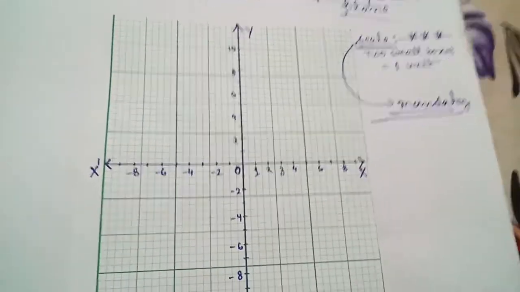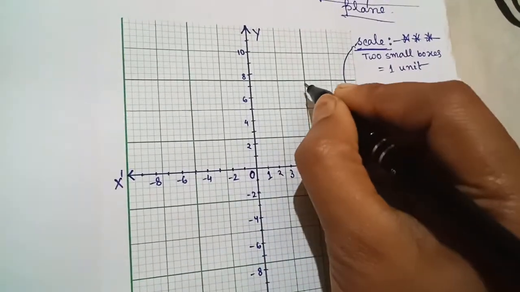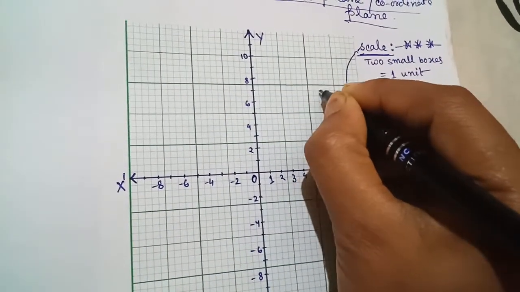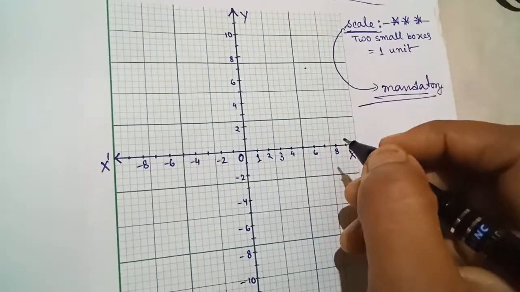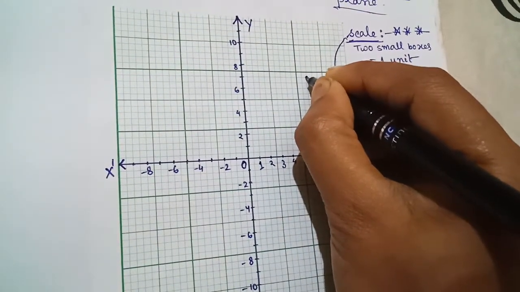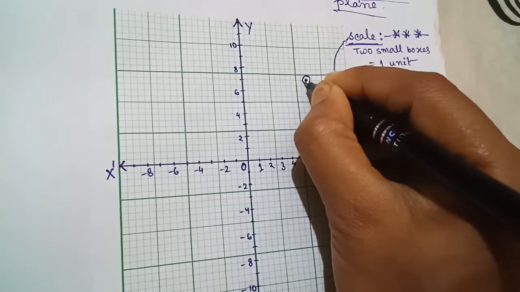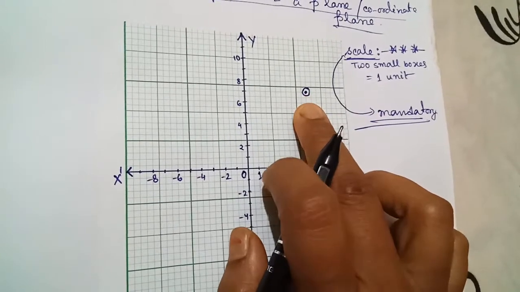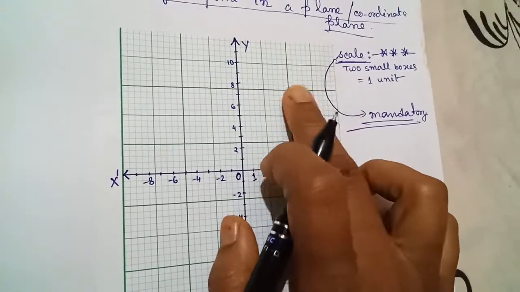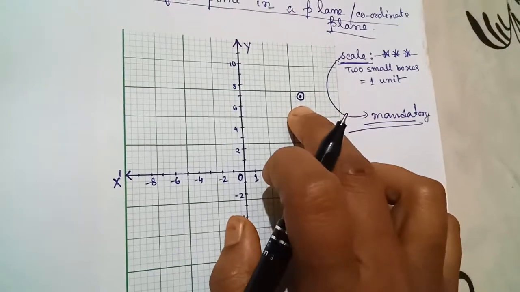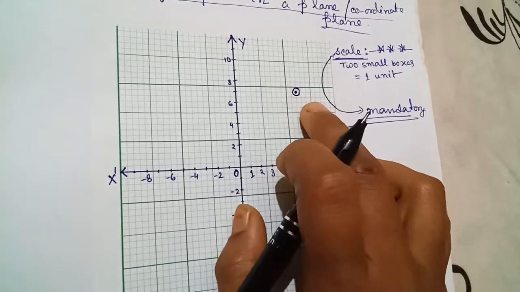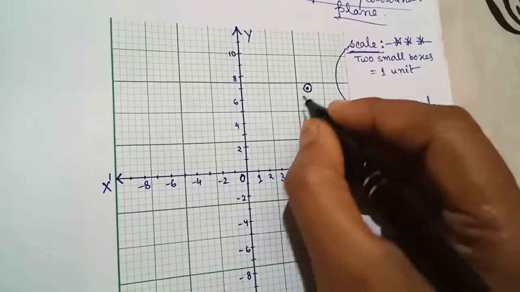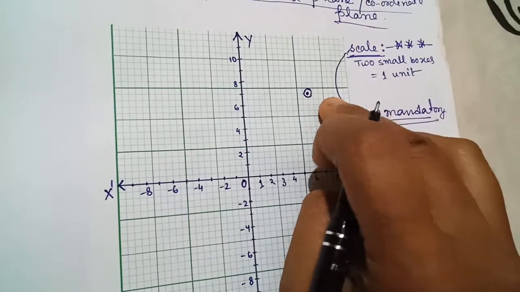Okay, so now we are taking a point, suppose a random point, like here I'm taking a random point here. Okay, always you try to put a dot and then just encircle it. Okay, you have to just put another circle outside it so that it will be properly visible. Okay, now I have just taken its random point.